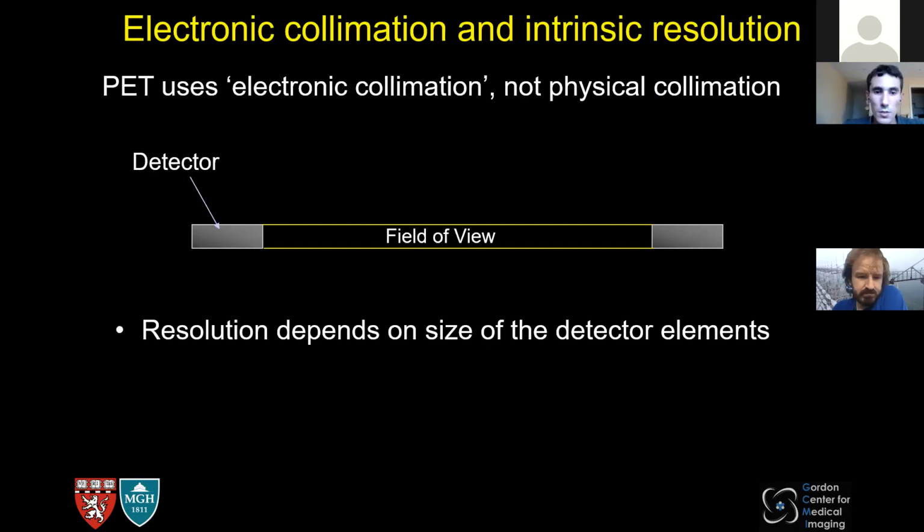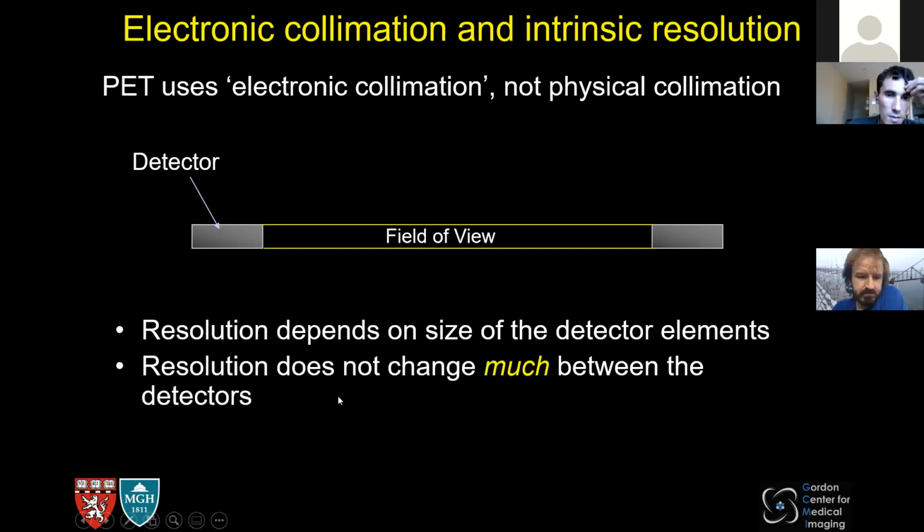Of course, we'd love to have 1 millimeter detectors in human scanners, but that would be extremely expensive to manufacture, and therefore I'm not aware of any of those. So the resolution is really determined by the size of the detector elements. And the good thing also is that the resolution does not change much between the detectors. So if you're here or here, you're roughly going to have the same spatial resolution. So the key thing is the size of the detector elements.